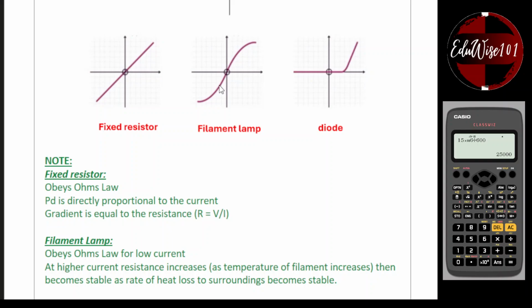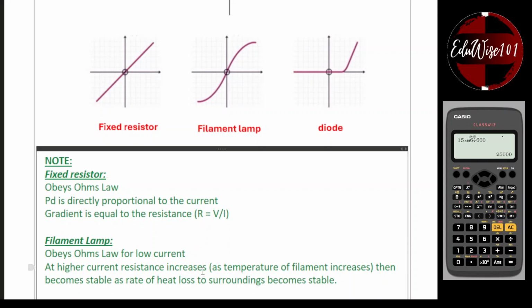At higher current, the resistance increases. Remember, current is the rate of flow of electrons or charge. So if there's more charge flowing through the filament, then the number of collisions increases. That increases the temperature as well. So at high current, resistance increases as temperature of the filament increases, then becomes stable as rate of heat loss to surroundings becomes stable. Now this point is mainly for higher tier types of answers, if you're looking to describe why it actually happens.